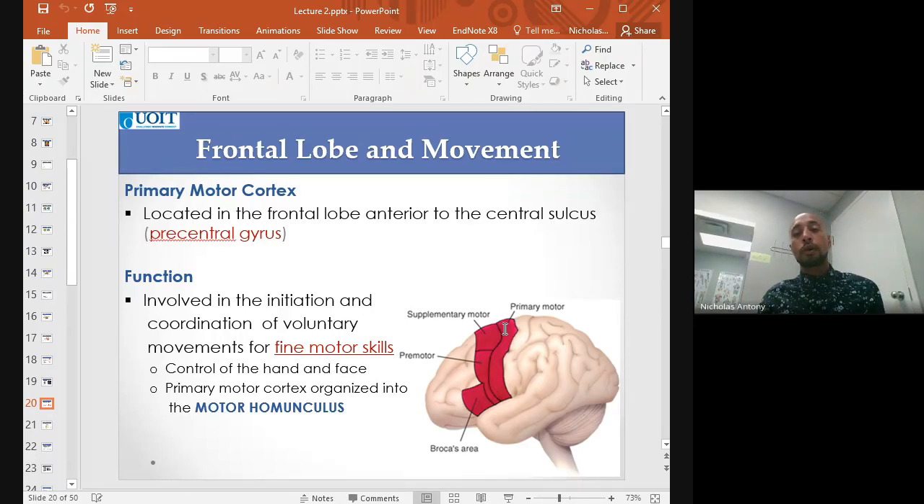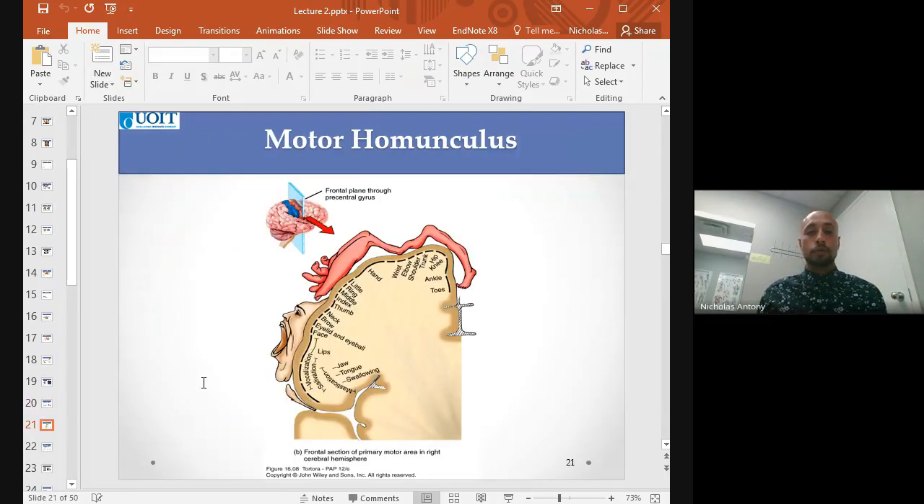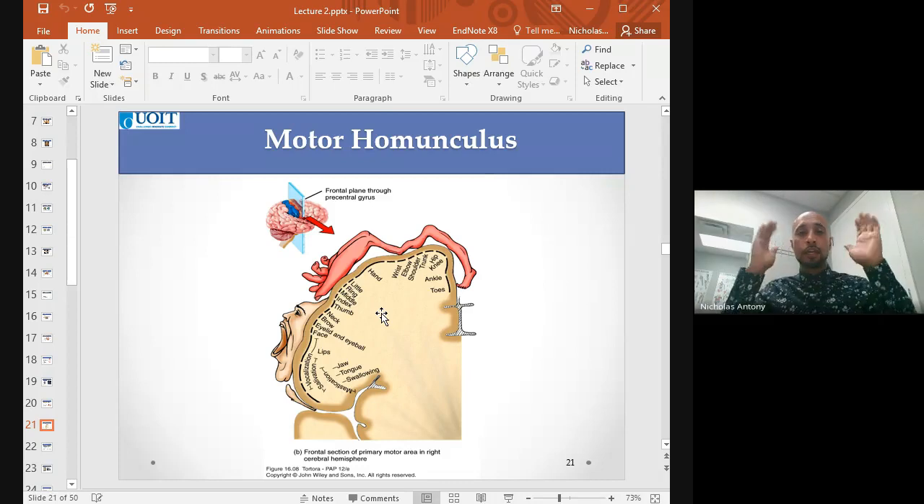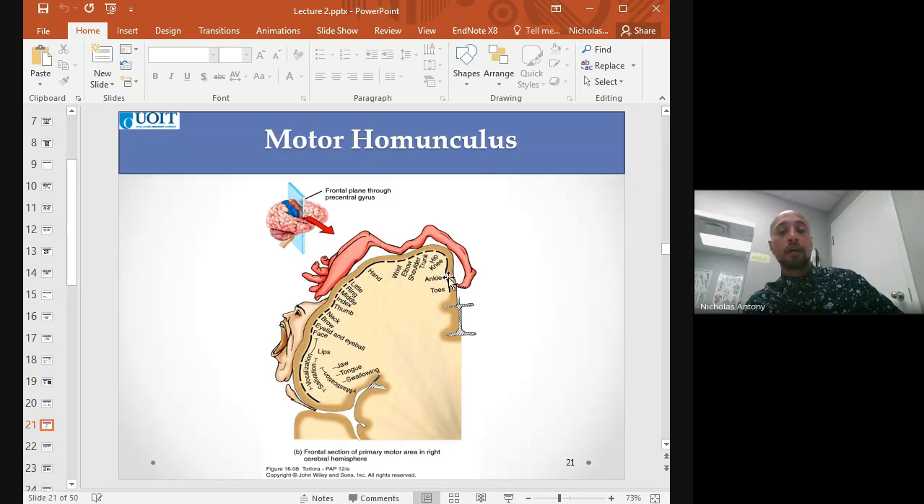Our primary motor cortex, one of the motor planning areas, is organized into what's called a motor homunculus. A motor homunculus is a graphical representation of the area of the primary motor cortex that's associated with a particular part of the body. Here we have a cross-section through the brain, looking at the primary motor cortex, and you can see a graphical representation of the body over top of the cerebrum. What do you notice about this picture in terms of the size of the different parts of the body? Anyone?